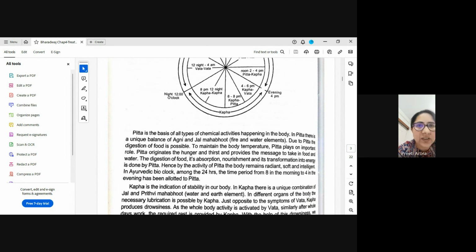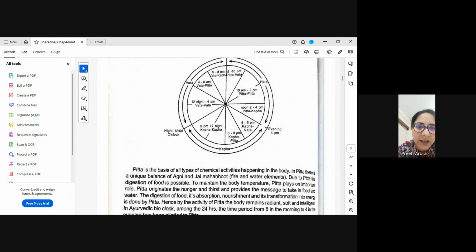And it is interestingly said that whatever you do between 4 a.m. to 6 a.m. also becomes your sanskar. It becomes a part of your DNA. So basically, you're creating your own destiny during this time.